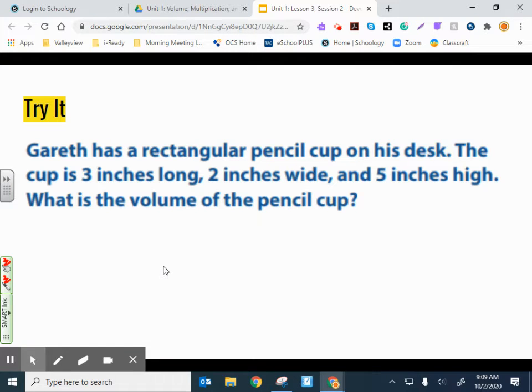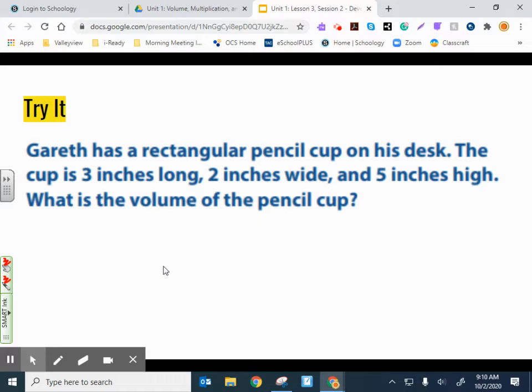Okay, so here's the warm up for this one. We have Gareth has a rectangular pencil cup on his desk, and in your book, you'll actually see a picture of that to give you an idea what that'll look like. The cup is 3 inches long, it's 2 inches wide, and it's 5 inches high. So, what's the volume of the pencil cup?